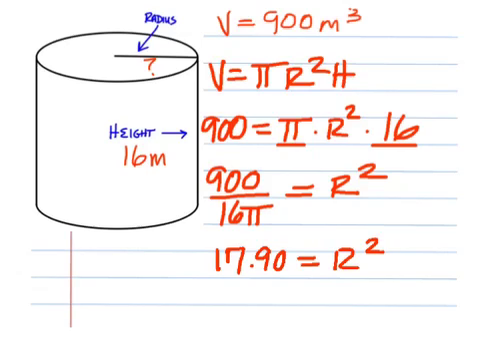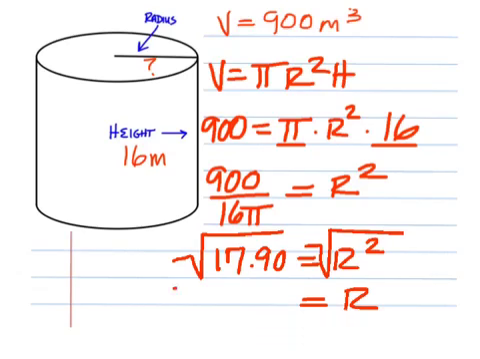Anytime you have a number equal to r squared, you must do one more step. And that step is the following. Find the square root of both sides. The square root of r squared is simply r. And the square root of 17.90, in this case I wrote 17.90, but you need to leave the whole thing in your calculator. I don't have enough room to write it here.